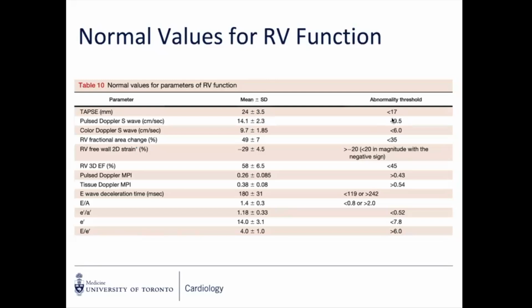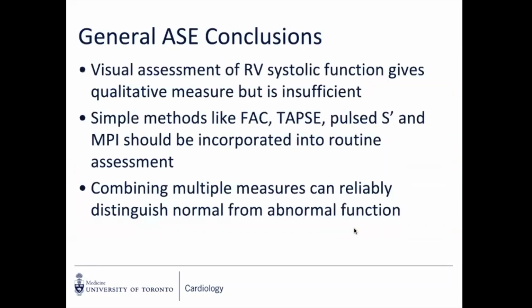For the pulse Doppler S wave, less than 9.5, fractional area change less than 35%, strain, as we talked about, negative 20%. For the 3D RVEF, 45%. We already talked about our MPI, and the other measures we haven't really talked about yet. So the general conclusions from the ASC were that, yes, visual estimation is good, it's helpful, but it's likely insufficient in cases where things are discordant. That's where simple methods like fractional area change, TAPSE, pulse S prime, and MPI can be incorporated into your routine assessment. Combining multiple measures is helpful because that can help you distinguish normal from abnormal function.